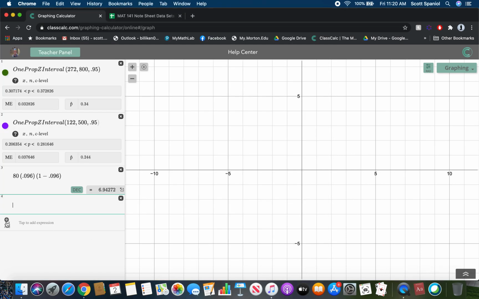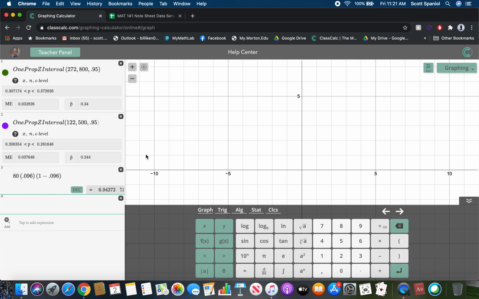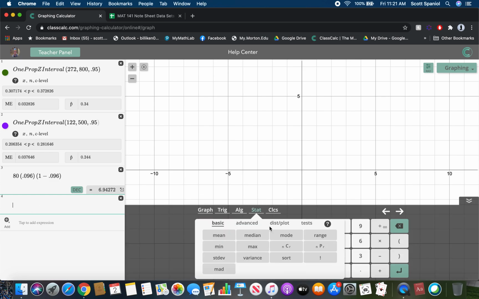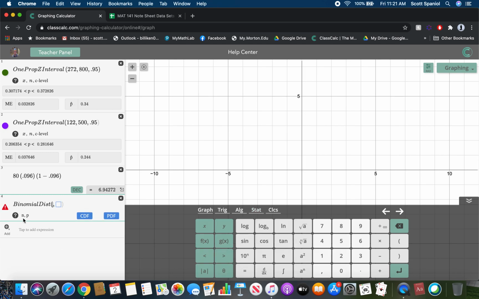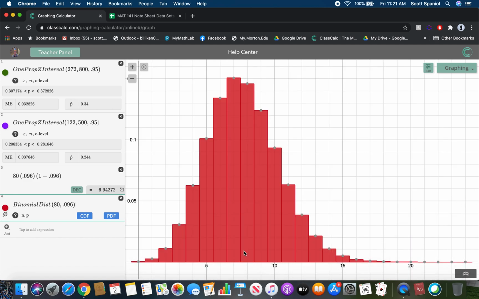Okay, so if you remember back in chapter 6, we talked about the binomial probability distribution. So if I go into stat, distribution and plot and choose binomial distribution, notice what it wants is n and p in order to get the distribution. And we know n and p. We know that n in this case is 80, and we know that p is 0.096. Right, and there's my binomial, and you can see that while it's close to normal, it's not normal. It's a little more skewed to the right.